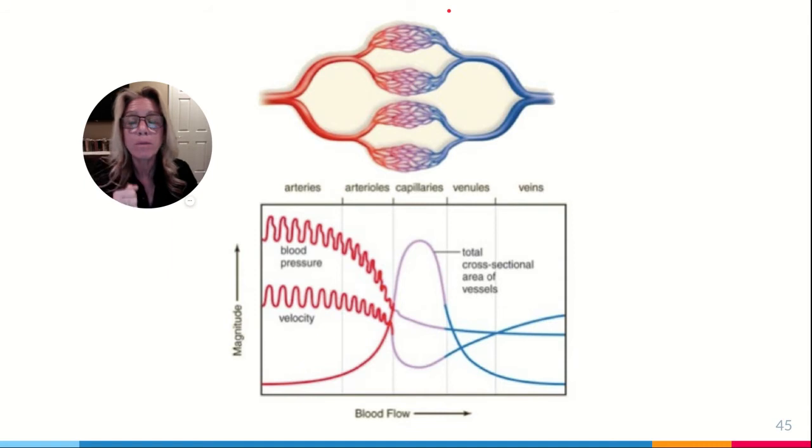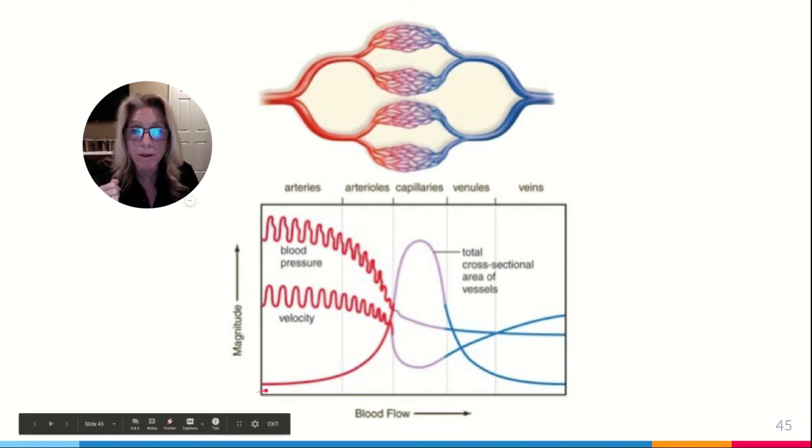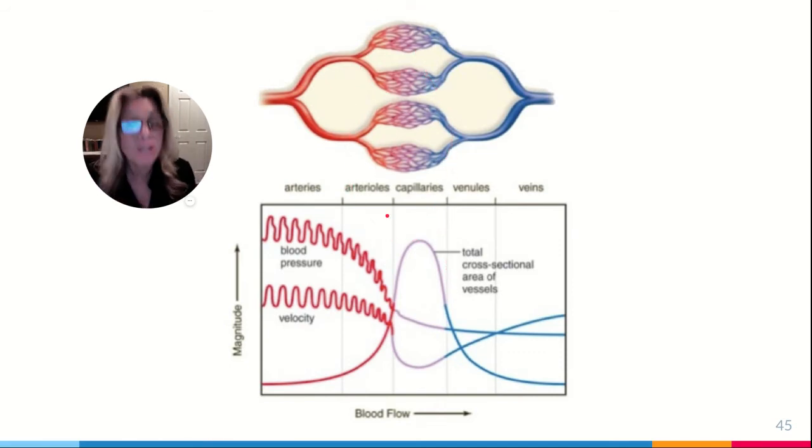So when your blood moves the slowest is at the capillaries, because that is where you have the greatest surface area. That's what this is measuring, cross-sectional area. Here is just your aorta, and here it's just your superior and inferior vena cava. Where you have the greatest surface area is right here at the capillary beds. And that is awesome, because that's when the blood is going to move the slowest, which allows for all of that exchange to take place there.